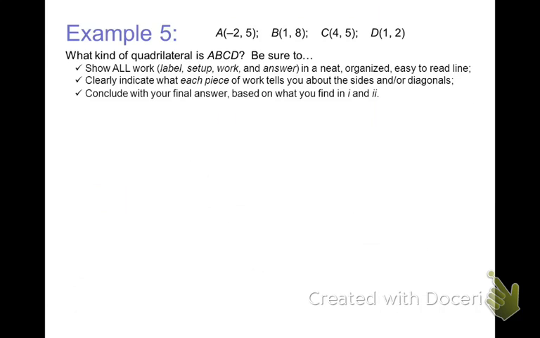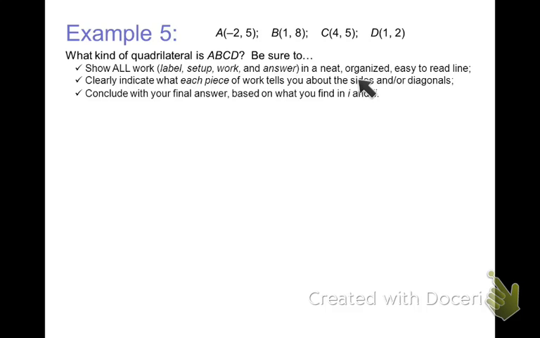All right, so I want to know what kind of a quadrilateral is ABCD. Make sure that you are showing me all of your work like we've always done with a label of what you're trying to find, the formula setup, any work that you need to show, and an answer. It should be in a neat, clear, easy-to-read line for me. Once you've done your work, tell me what each piece of work tells you about the sides or the diagonals. In other words, tell me whether this means parallel, perpendicular, or congruent. That's what I'm looking for there.